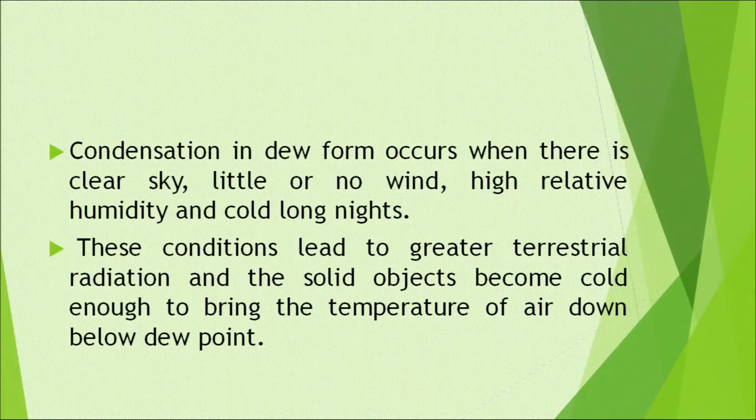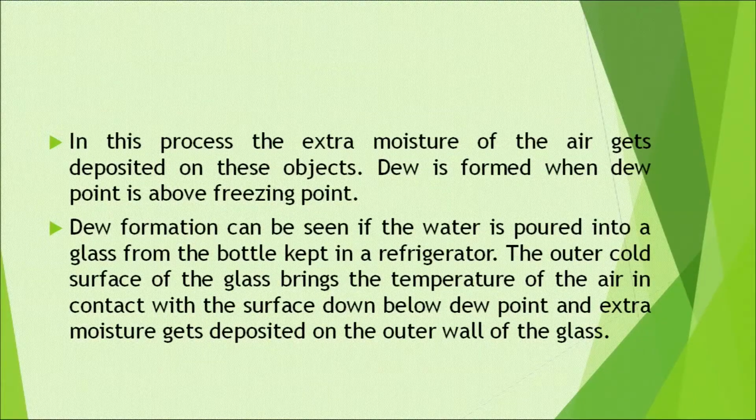These conditions lead to greater terrestrial radiation, and the solid objects become cold enough to bring the temperature of air down below the dew point. In this process, the extra moisture of air gets deposited on these objects. Dew is formed when dew point is above freezing point.